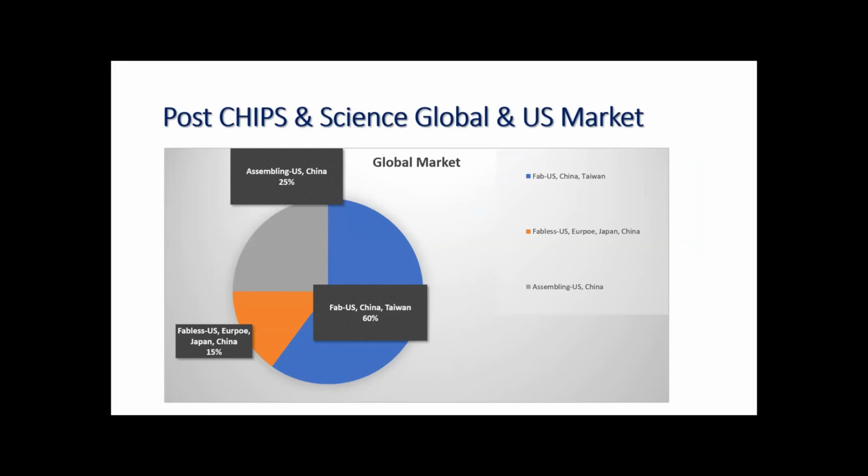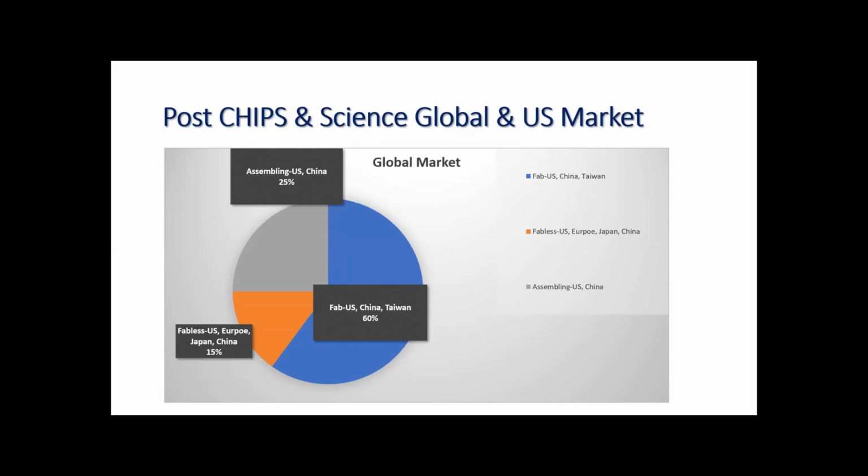So post-CHIPS and Science Act, the global and US market will be like this. The chips market is divided into three areas: fab, fabless, and assembling. Fab is basically fabrication, a terminology used in chips manufacturing, and fabless is basically research and development. And research and development will be dominated by US, China, and Taiwan.